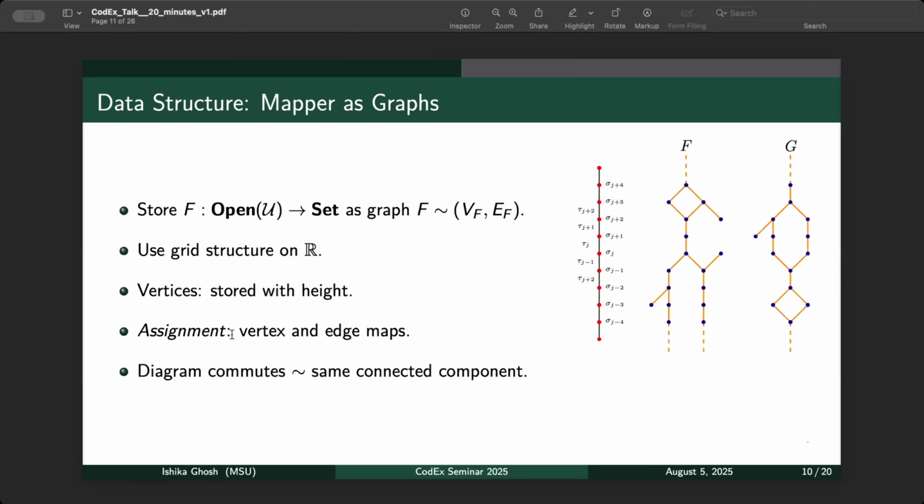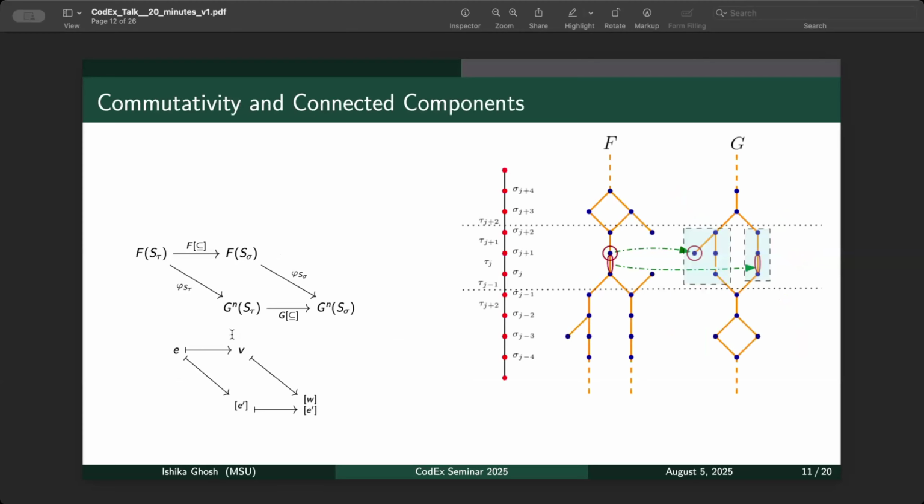Also, every vertex in my mapper graph comes with some height information that is generated with the mapper. And in this case, the assignment, the map between these mappers, will become basically vertex and edge maps. And when I say a diagram commutes, what I mean is that my images should end up in the same connected component.